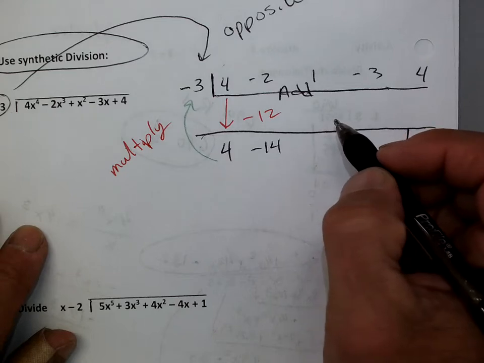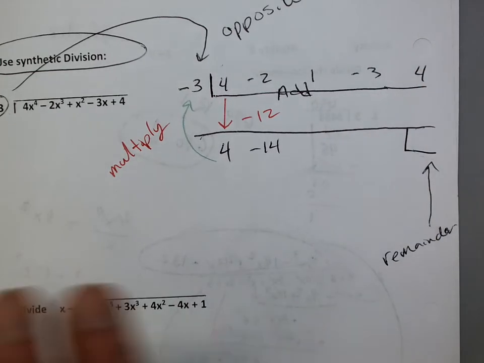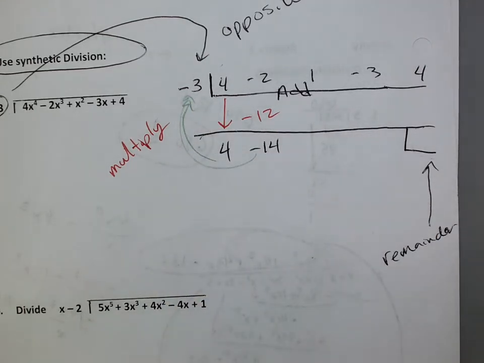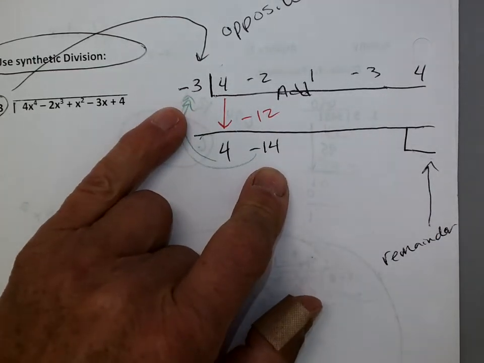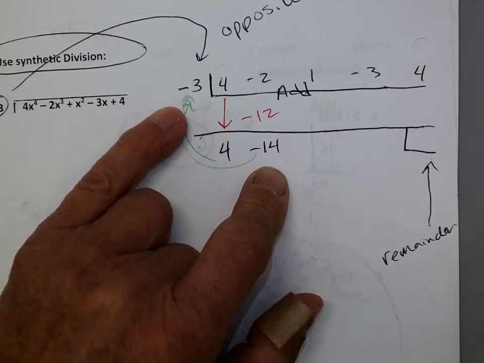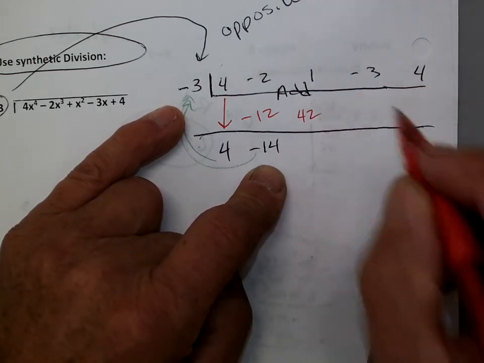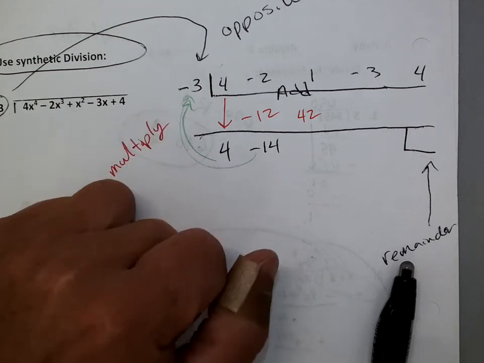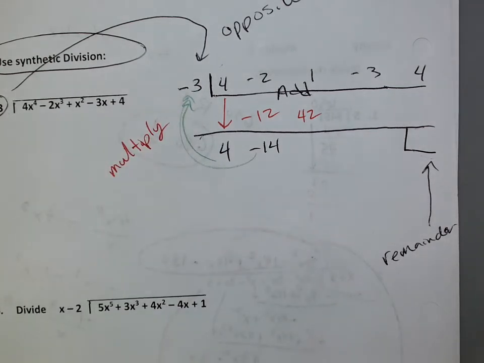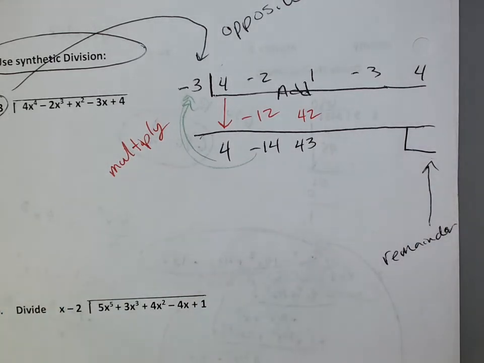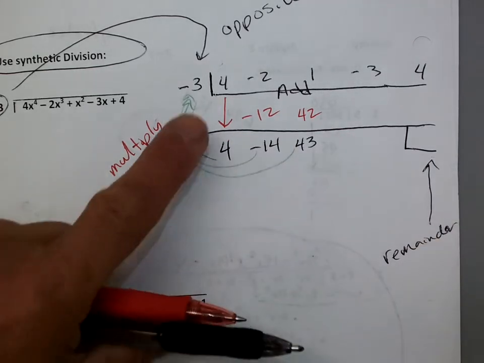What do you know? Now we're going to multiply. So -14 times -3 is 42. So I get a 42. Then I add. We're going to practice this, don't worry. Then we add, and we get a 43, don't we? Then we multiply. 43 times -3.